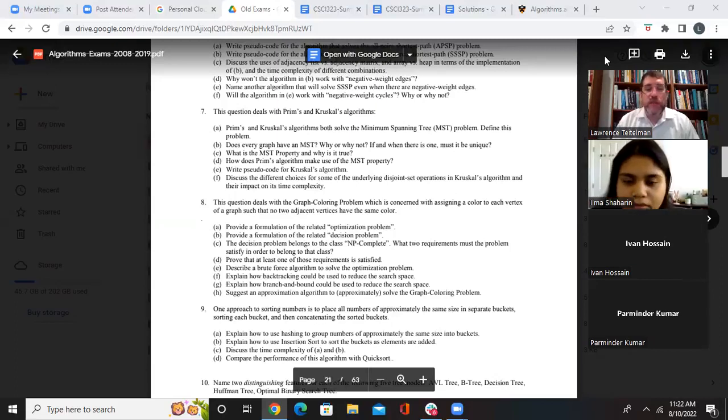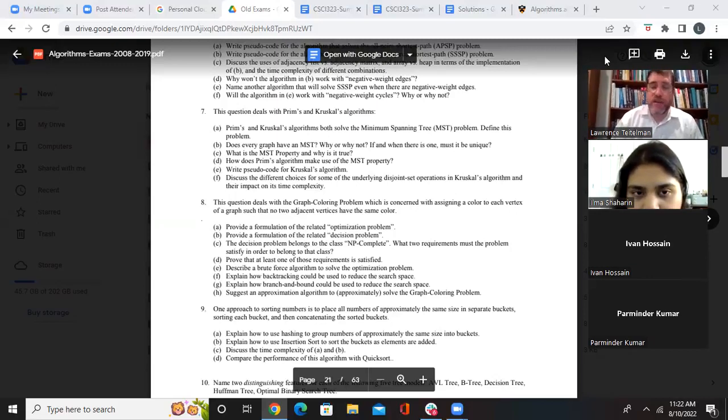Describe an algorithm to solve the optimization problem. Basically, here's what you would do. You would see, can I color it with one color? You probably are not going to be able to do that if there are any edges. If there are any edges, you can't do it with 1 color. Then you try 2 colors, and you see if it works. If 2 colors doesn't work, you try 3 colors, then 4 colors, then 5 colors. So you keep adding another color until you solve the problem. Explain how backtracking could be used to reduce the search space.